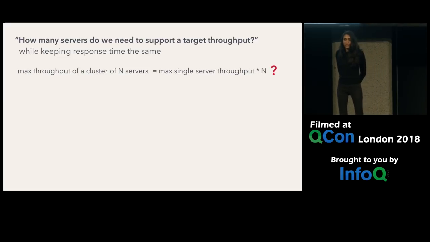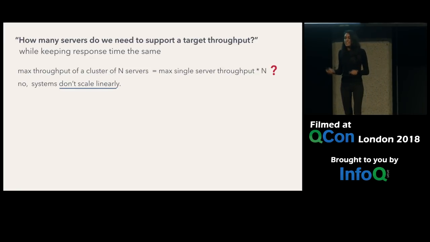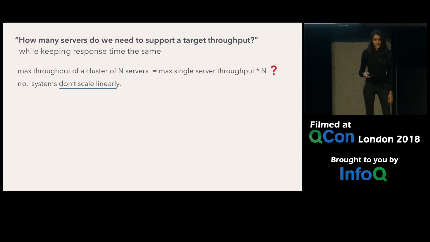Well, we know the maximum throughput a single server can support, right? That's what we just looked at. If we have a cluster of n servers, is the throughput of the cluster simply n times the throughput of the single server? I wish. Systems don't scale linearly, right? So this is not the case. And systems don't scale linearly, typically, for two reasons.